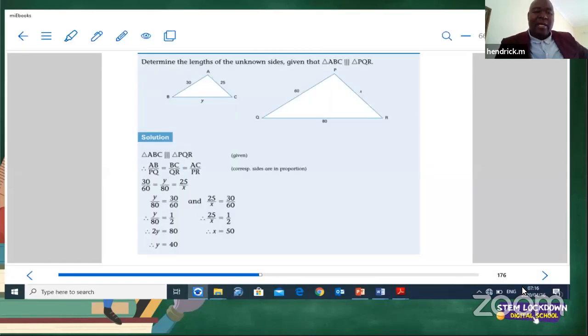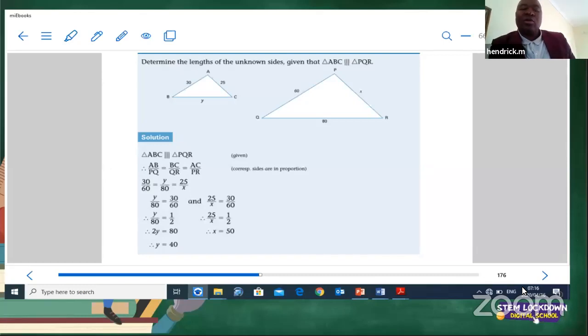Right. Today, I want us to take it a little bit a step further. Now we need to determine the length of the unknown sides. We are now given that triangle ABC is similar to triangle PQR. Now, the information is given to us. What do we need? We need to determine the length now of the unknown sides. And how do we find the unknown sides? The unknown sides will be Y in the first triangle and X in the second triangle.